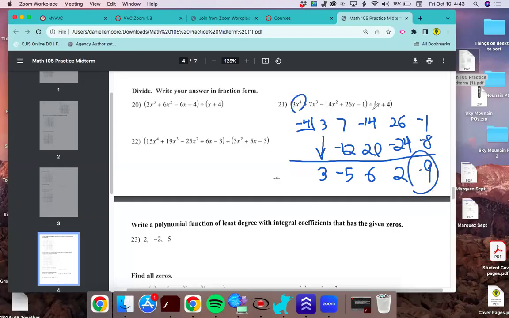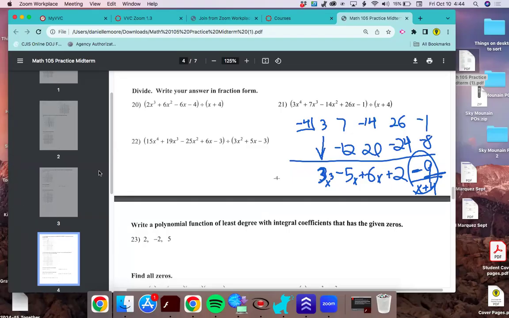And so now this was an x to the 4 divided by an x to the 1. So then this would be 1 degree less, or x to the 3. So this is 3x to the 3 minus 5x squared plus 6x plus 2 minus 9 over our divisor again, x plus 4. And it's okay to do plus -9 if you prefer that. I think in the homework in the test software, they're using a minus instead of a plus negative. So they'll probably say minus, and then do the 9 over the fraction. Cool. All right.